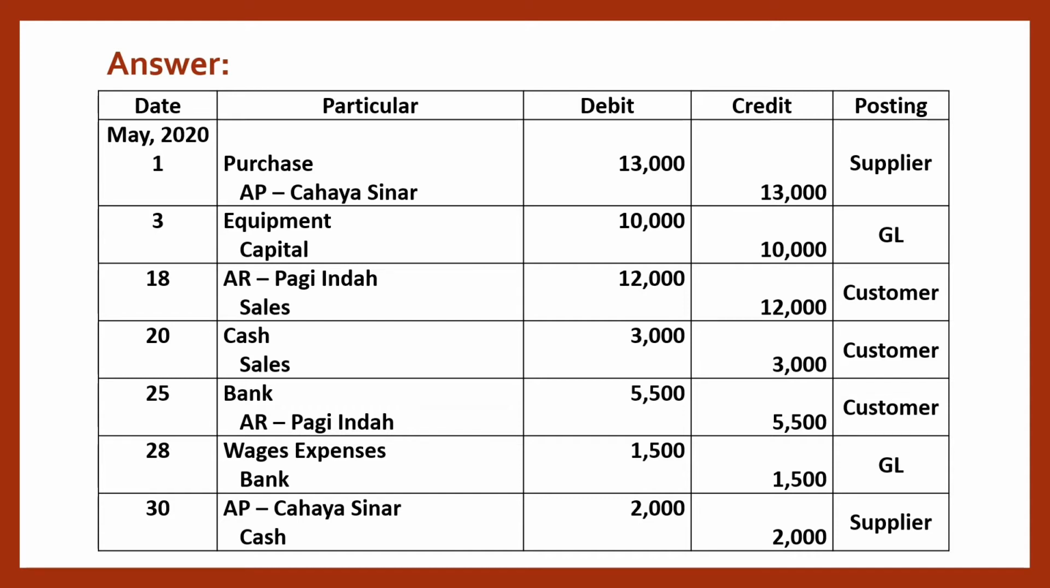20th May, debit cash, credit sales 3,000, posting to customer. On 25th May, debit bank, credit accounts receivable Pagi Indah 5,500, posting to customer. On 28th May, debit wages expenses, credit bank 1,500, posting to general ledger. And 30th May, debit accounts payable Cahaya Sinar, credit cash 2,000, posting to supplier.